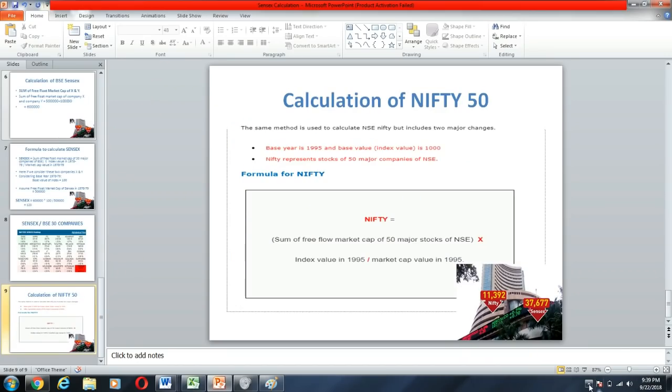I hope you understood about this and like the video. Friends, I hope you understood the calculation methodology of the Sensex and Nifty. This is how the Sensex and Nifty are calculated on a daily basis and their prices are reflected on the stock exchange.